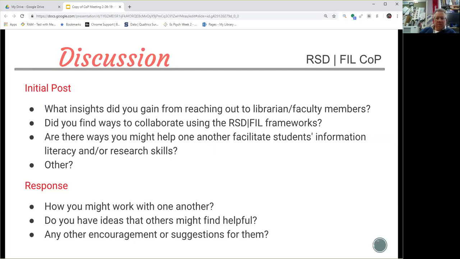Did you find ways to collaborate using the RSD or FIL frameworks? Any suggestions you have from anybody else? And then some responses: how might you work with one another? Do you have any ideas? So it's just a way to share beyond our conversation for today. It marks a transition where we're going to then start focusing on the framework for information literacy moving forward.